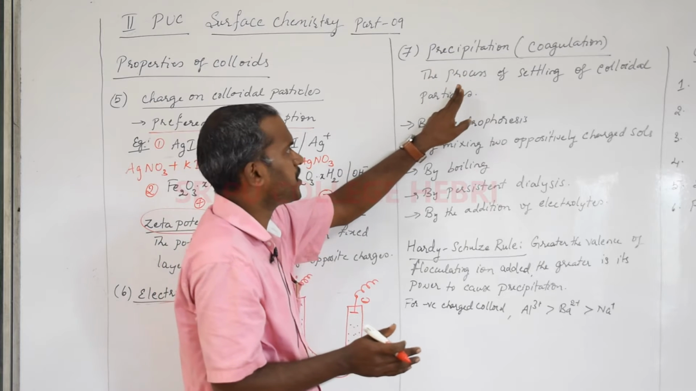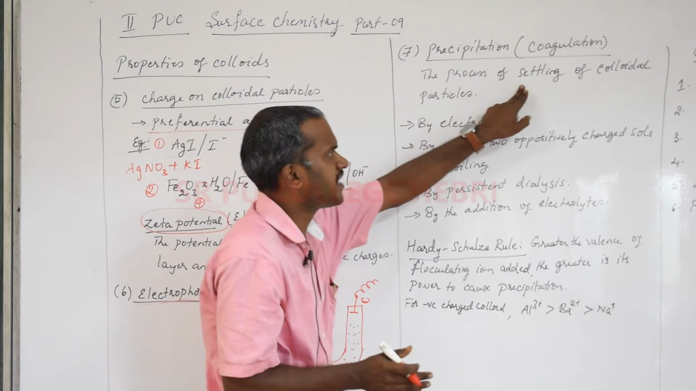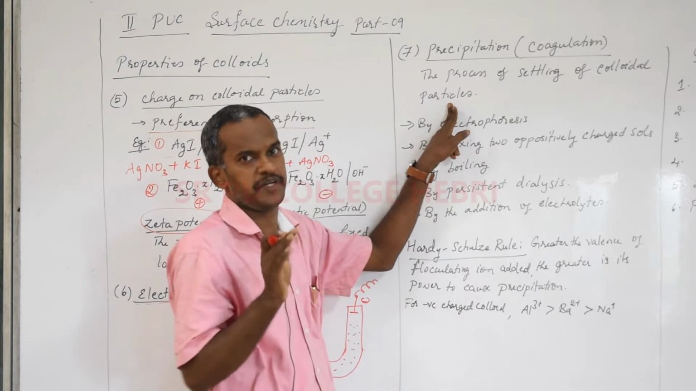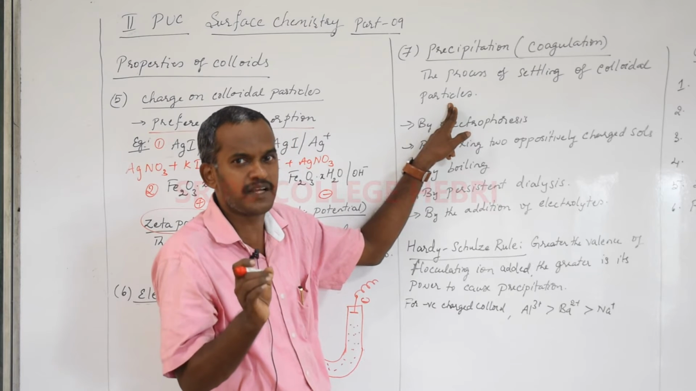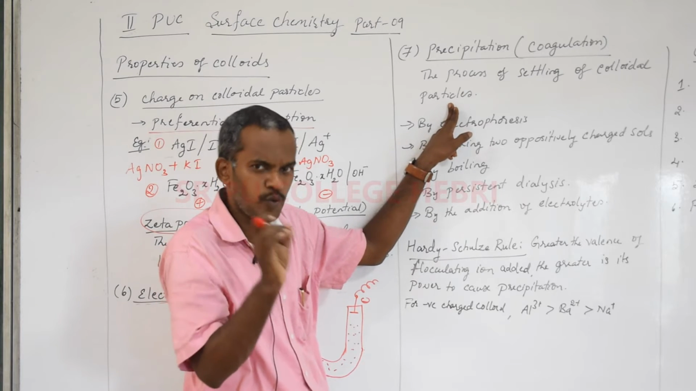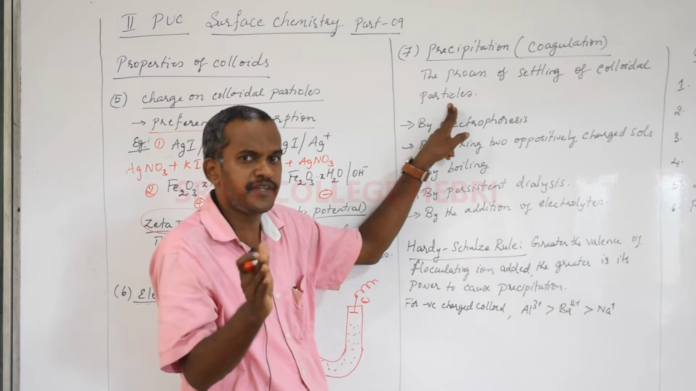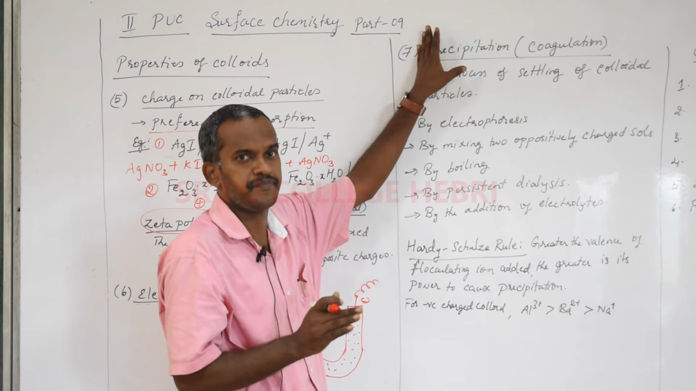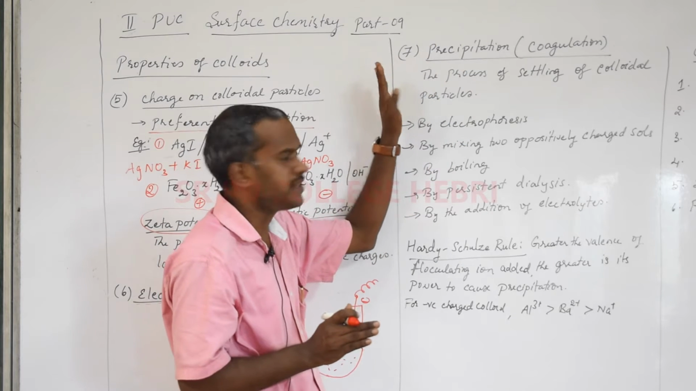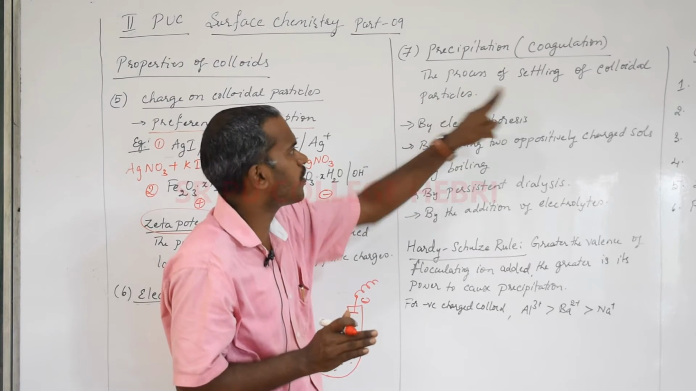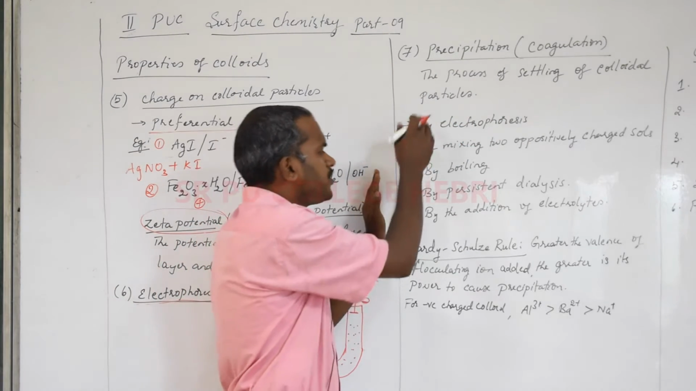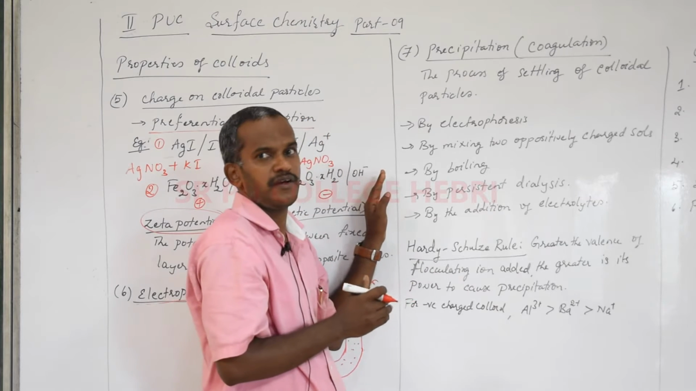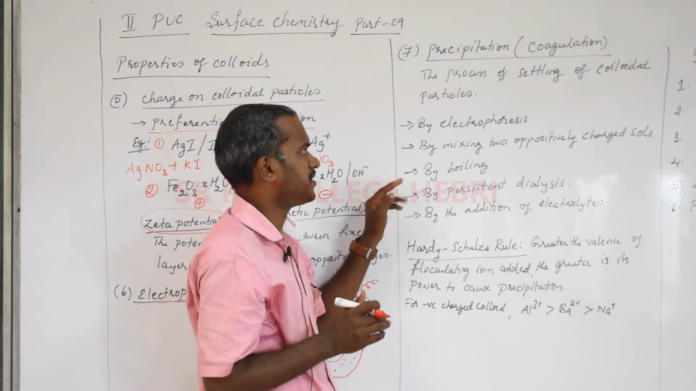And that phenomenon is called precipitation. So what is precipitation? The process of settling of colloidal particles is called precipitation. I gave you one simple example, the spoiling of milk by adding sodium chloride. It is not only that method, there are many methods used to cause precipitation. So I hope you understood. The process of settling of colloidal particles is called precipitation. Now, which are the different methods used for precipitation or coagulation, try to understand.